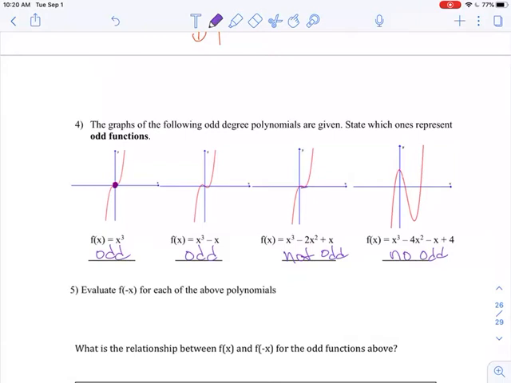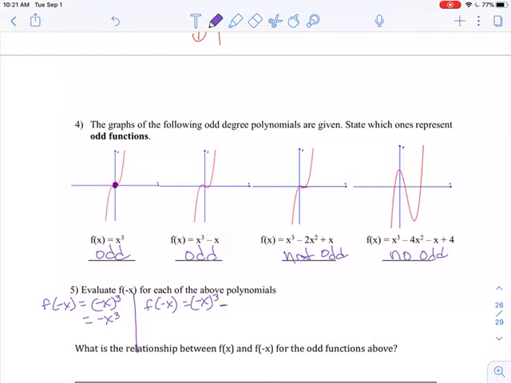Now, we're not going to always have a graph. We're going to have to look at some of these algebraically. So the next step is helping us to figure this out. They want me to evaluate f of negative x for each of the above polynomials. So f of negative x, I'll start with the one on the left. f of negative x would be negative x to the third power. Because I'm doing it to an odd power, that negative is going to stay negative.